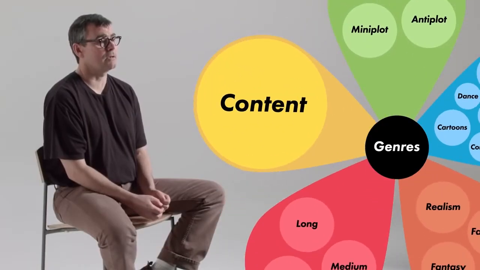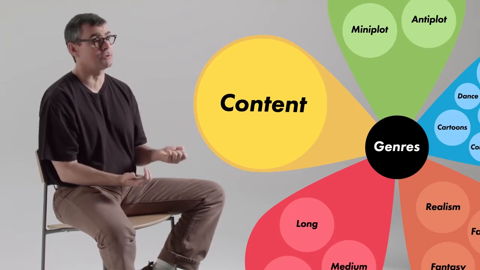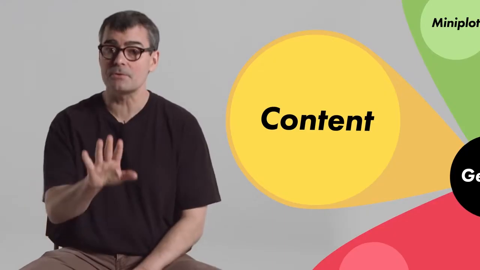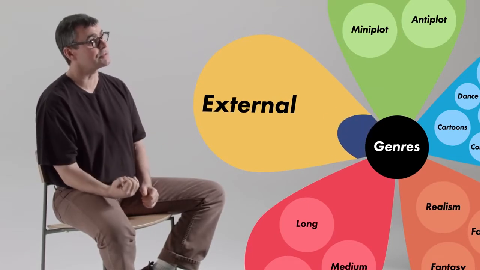And the fifth category of genre is called content. Now, content is the one that we all think of when we think of genres. When we say crime story, we know exactly what we're talking about. When we say love story, we know what that is too. Now, there are 2 kinds of content genres. There's the external genre, and there's the internal genre.